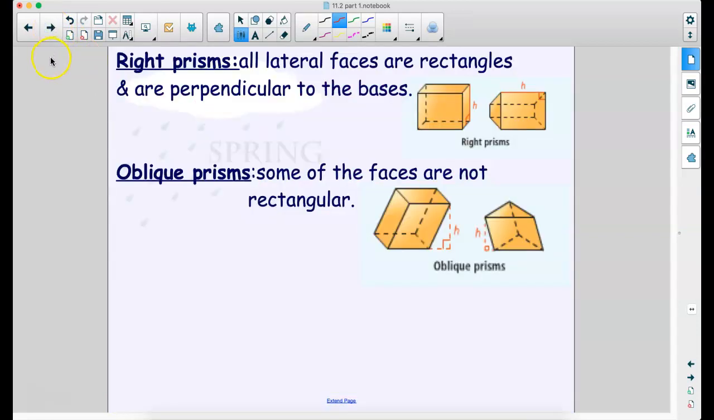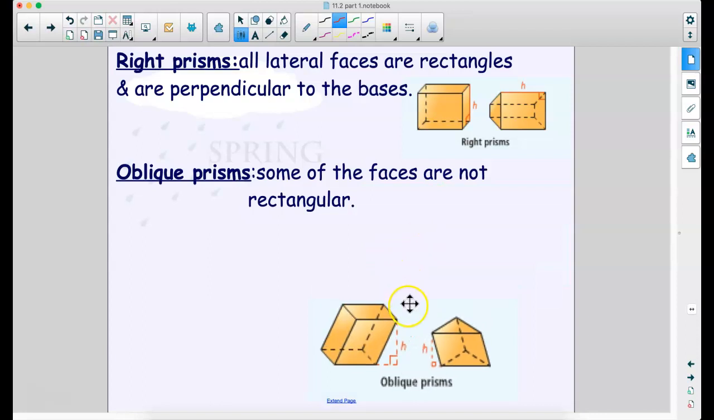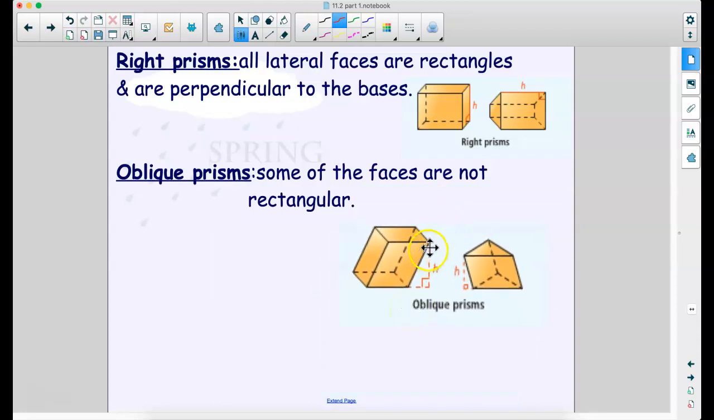Right prisms are prisms where the lateral faces are rectangles and they are perpendicular to the bases. So they make a right angle with the bases. The lateral faces make a right angle with the bases. Oblique prisms, some of the faces are not necessarily a rectangle. They could be a parallelogram or a rhombus, and they're not perpendicular to the bases. They don't make a right angle with the bases.